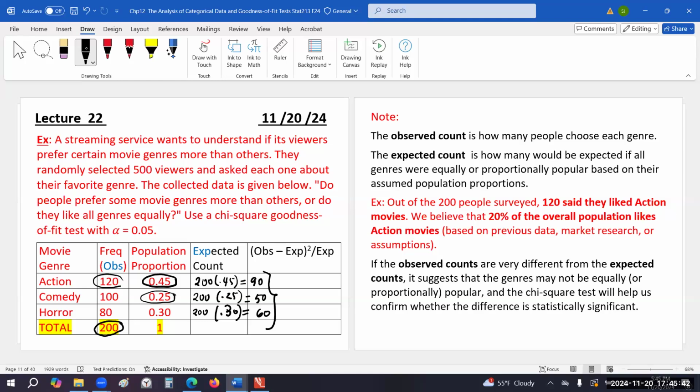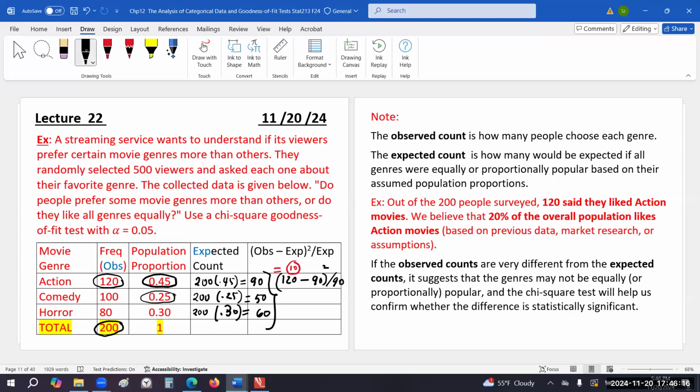So our observed is 120. We are subtracting the expected, so our expected is 90. We square the quantity and we divide by 90. That should be the first number. The next one, we have observed 100. Oh, you got 10? Great. This is 10, the first one.